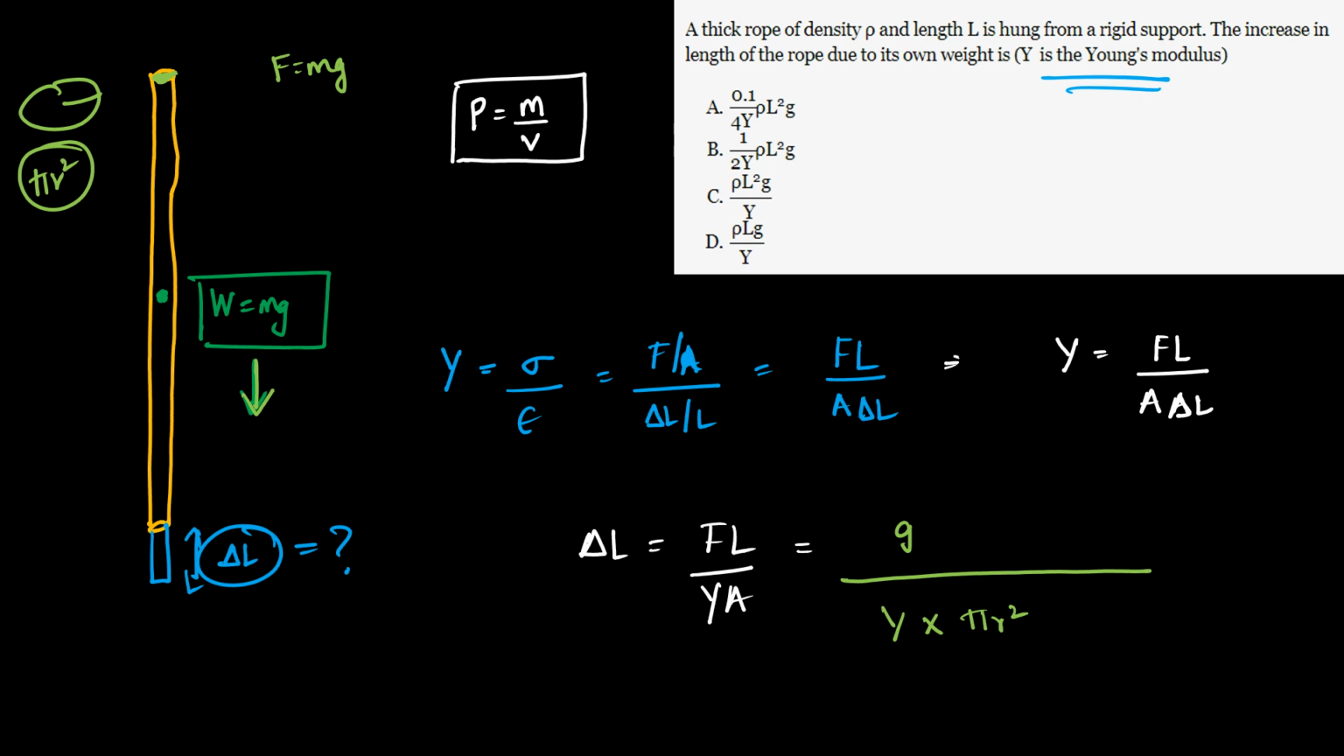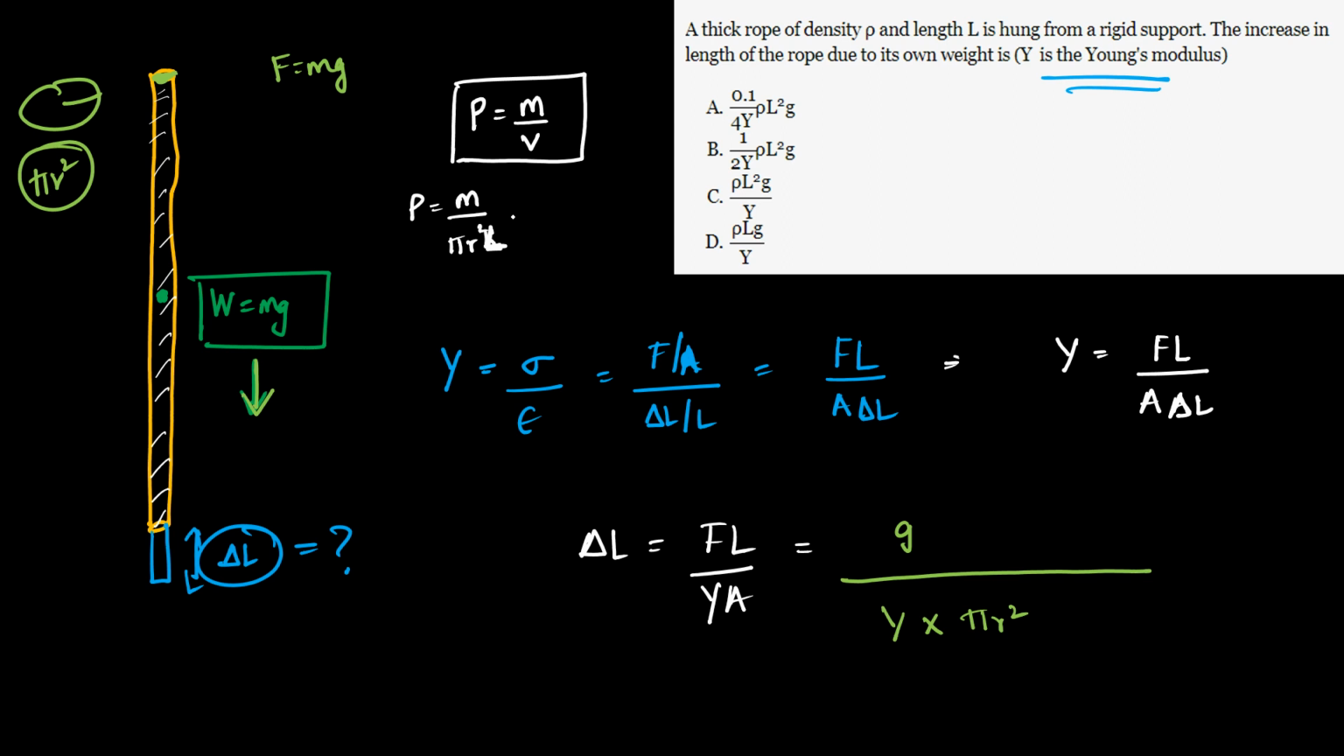Now you can easily find out the volume of this one. This is a cylinder, right? So rho can be written as m divided by the cylinder volume, which is pi r squared h. And here h is going to be your L. Height is going to be equal to the length, right? So this can be written down as L.